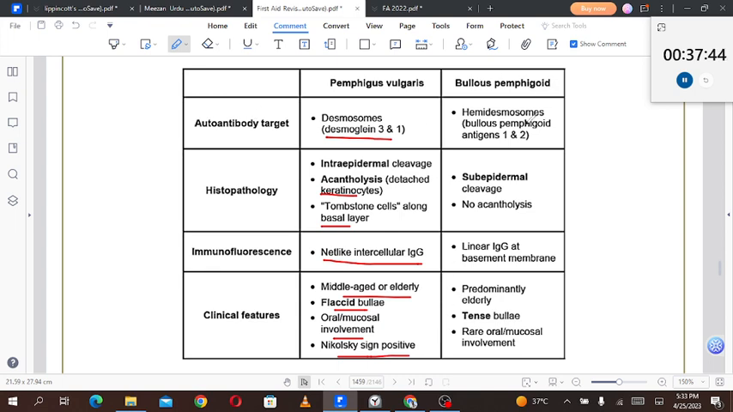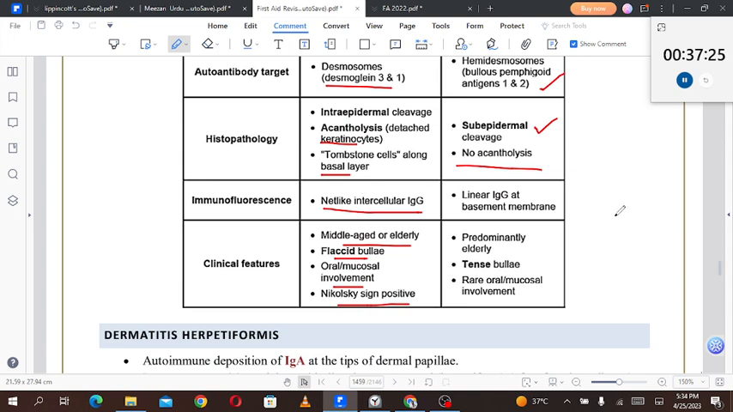And in the case of bullous pemphigoid, we find hemidesmosomes, bullous pemphigoid antigen 1 and 2. Okay, so in this case there were desmosome, desmoglein 3 and 1, and here hemidesmosome, bullous pemphigoid antigens 1 and 2. Histopathology, subepidermal cleavage and no acantholysis. Here it was intraepidermal cleavage with acantholysis and tombstone cells. Immunofluorescence, linear IgG at the basement membrane, while there we found the net-like or fish net-like pattern of IgG. The clinical features, predominantly elderly, tense bullae, rare oral mucosal involvement, while there we have middle-aged, flaccid bullae and Nikolsky sign is positive, Nikolsky sign will be negative over here.